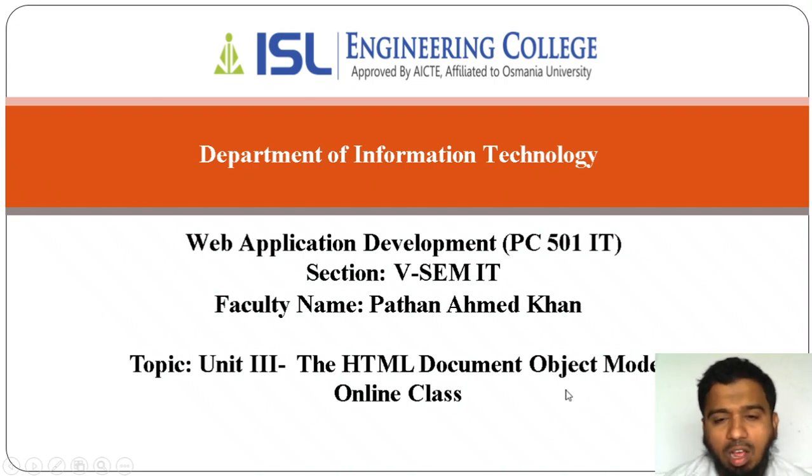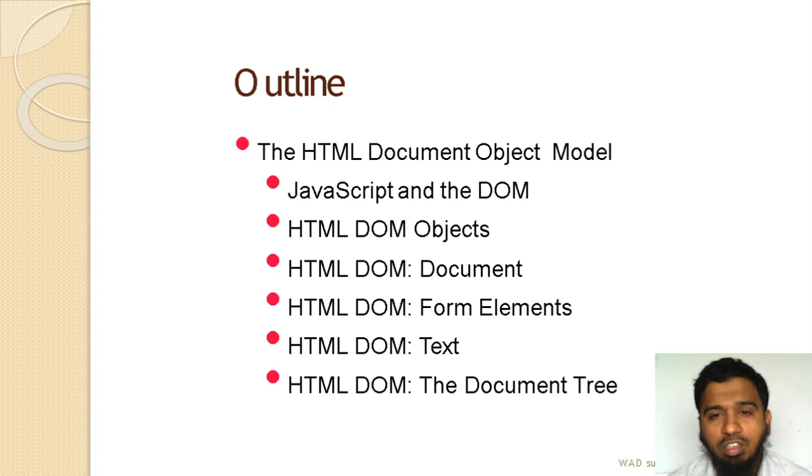In the last class we saw how to write the JavaScript syntax and how to use the JavaScript events, and we saw how to write comments in JavaScript, and we saw the simple interface. You can go to the previous video and watch it, then it will be easy for you to follow here. Okay, next. So today we are going to see the HTML document object model.